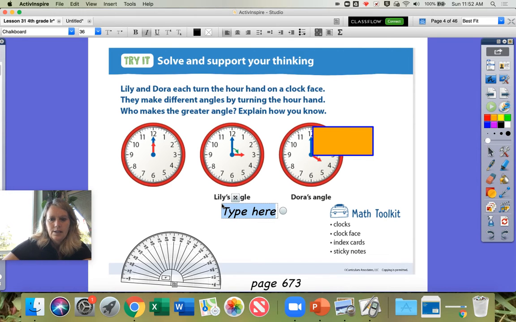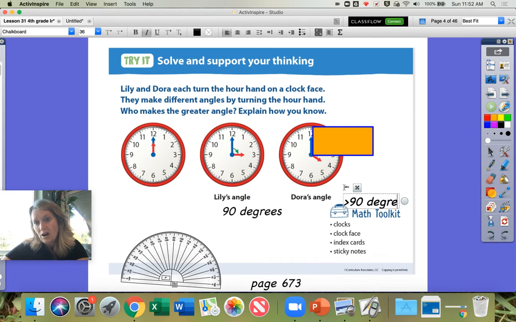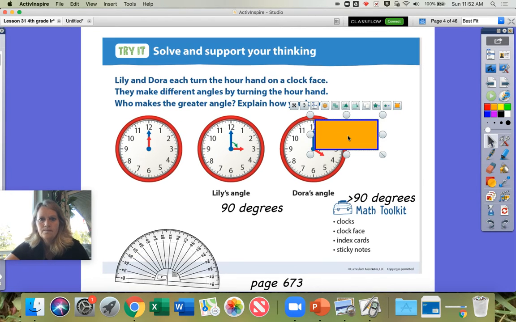All right, so then I can write in my answer. So Lily would be 90 degrees. Can't remember what my command is for degree symbol, so I'll write the word degrees. And Dora is greater than 90 degrees. Or obtuse, you could label it as obtuse. And then my proof is right there. So I could leave my proof there. I could even maybe copy this to have 2 of these.